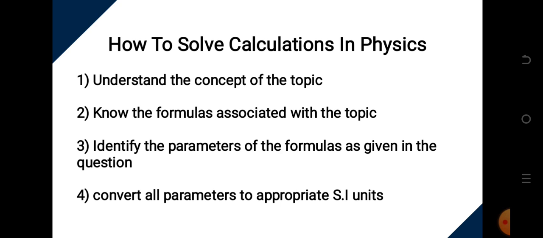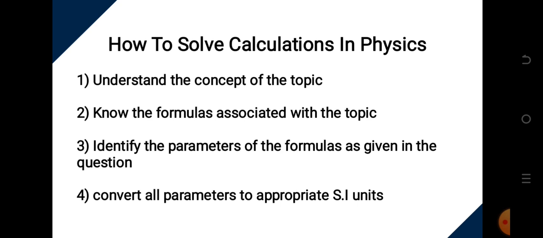For instance, if the teacher teaches you equation of motion under gravity, and the teacher tells you that when I throw an object up, at maximum height, velocity is 0. That is the concept of the topic. Then the teacher will give you the equation of motion under gravity, saying V equals U plus or minus GT. Now, the plus or minus, when do you use plus? When do you use minus? What are the concepts associated with the formula? Those are the things you note down.